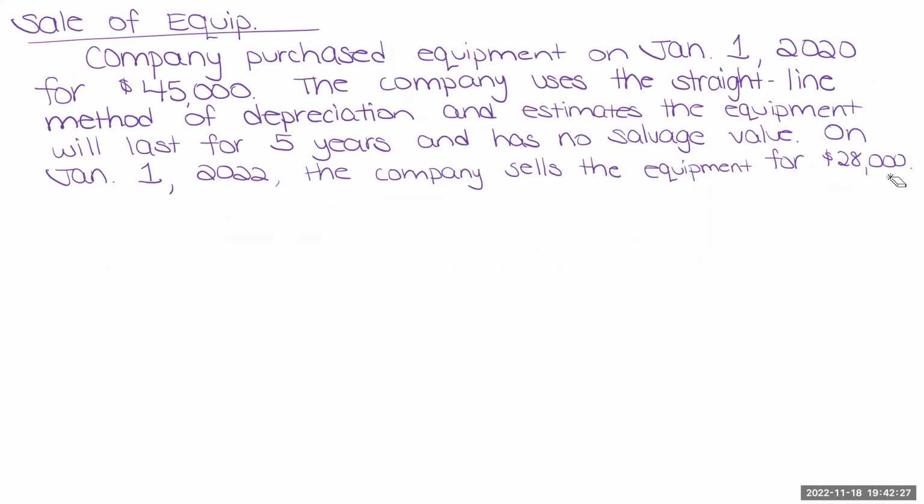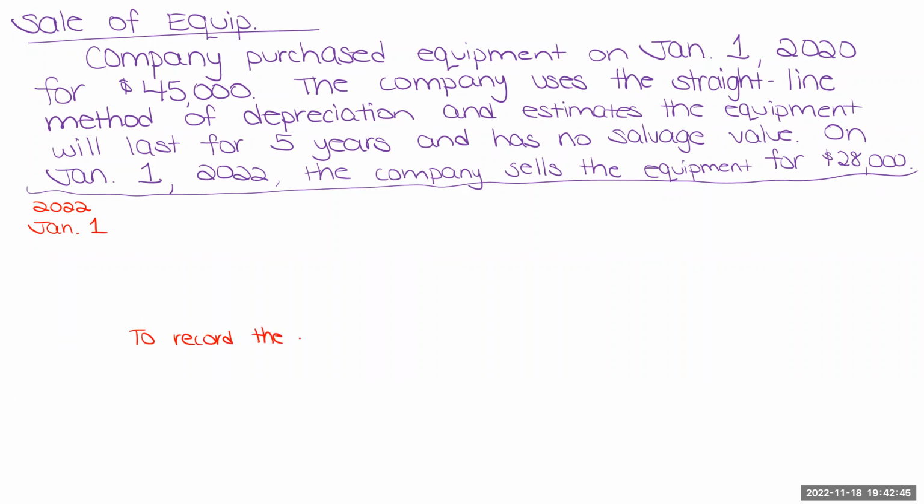Okay, we shall prepare a journal entry. All right, so at January 1st, 2022, we are going to prepare the journal entry to record the sale of equipment for $28,000.